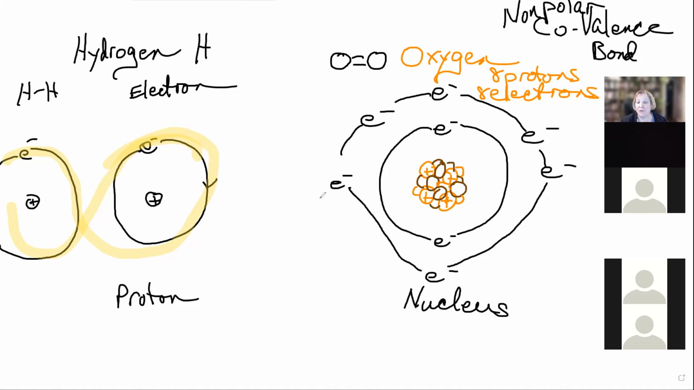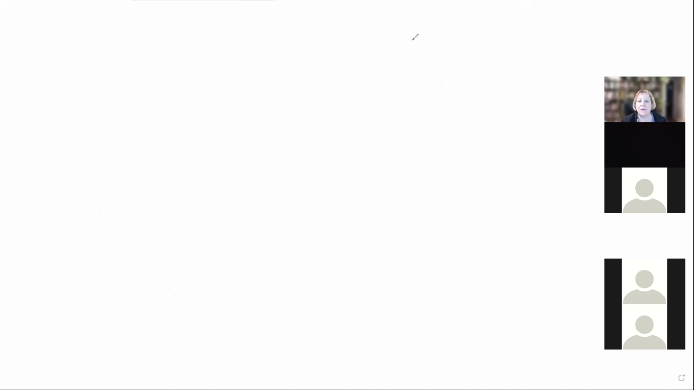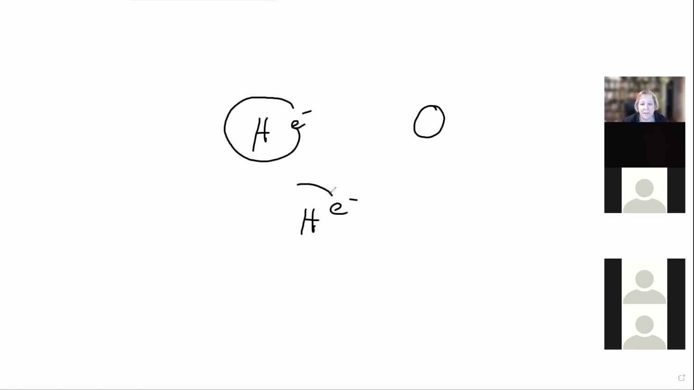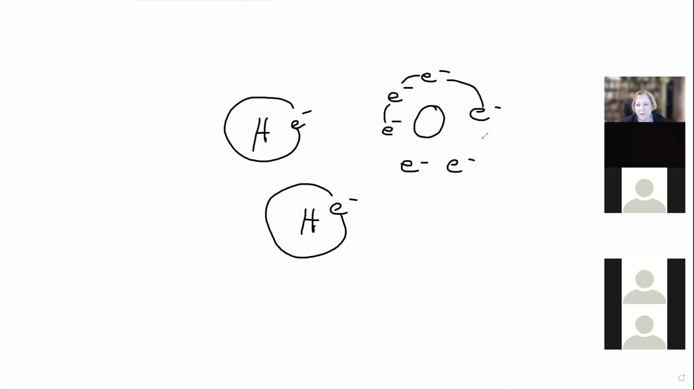Just for the sake of room, I'm going to get rid of my drawings. For this next part, for the nucleus, I'm going to draw just the abbreviation of the element name. But I am going to draw the electrons in the valence electron shell. So let's go ahead and get the 6 electrons in the valence electron shell of oxygen up here.